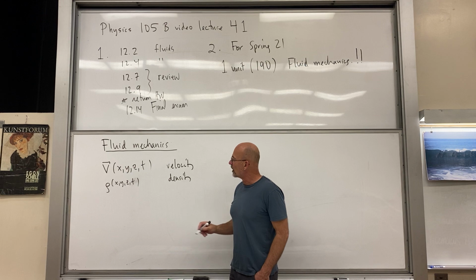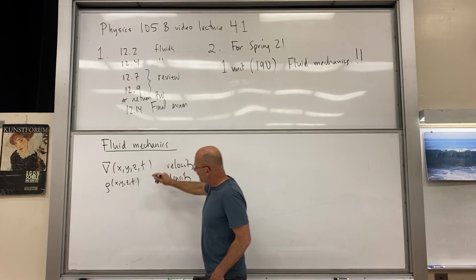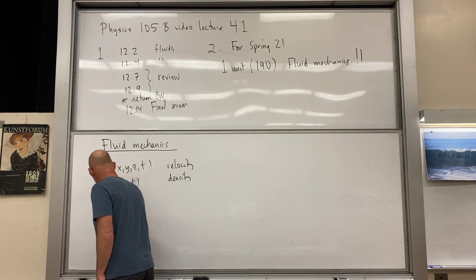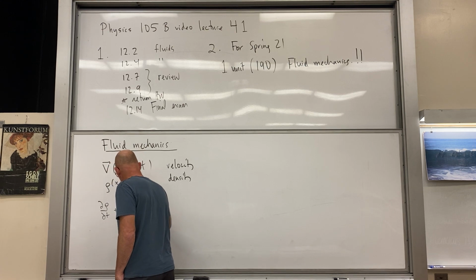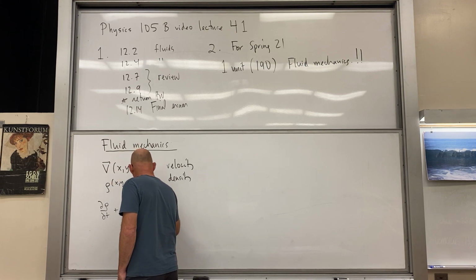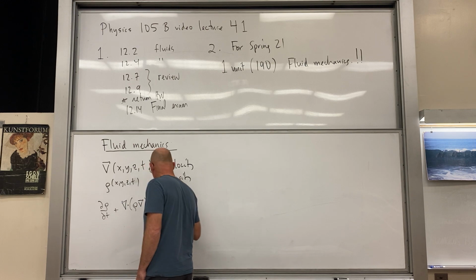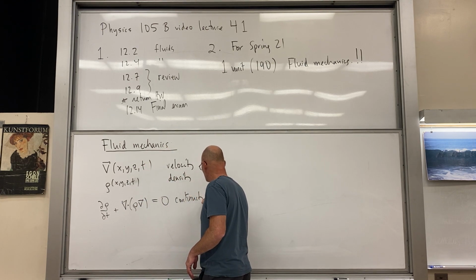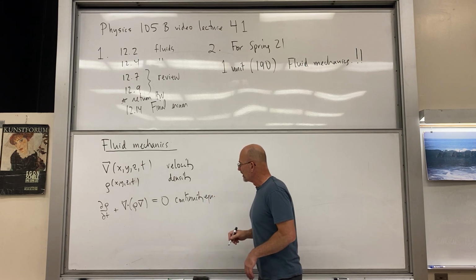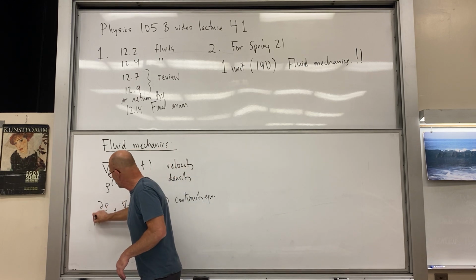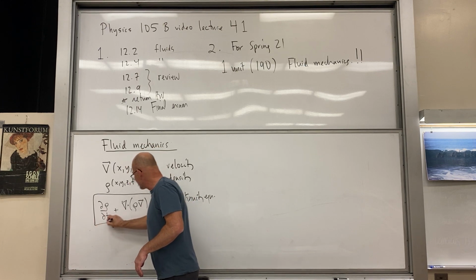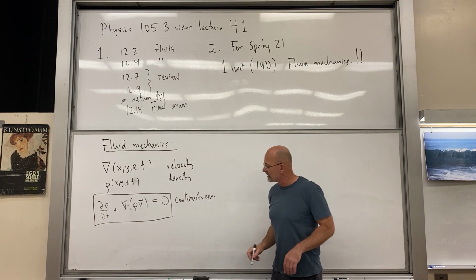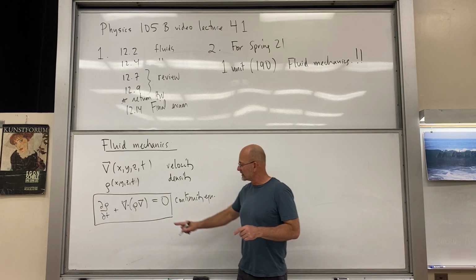And with these two, we had the equation of continuity. So we had d rho dt plus divergence rho v equals 0, continuity equation. And that's the first important differential equation of fluid mechanics, and it's one equation because it's a scalar.